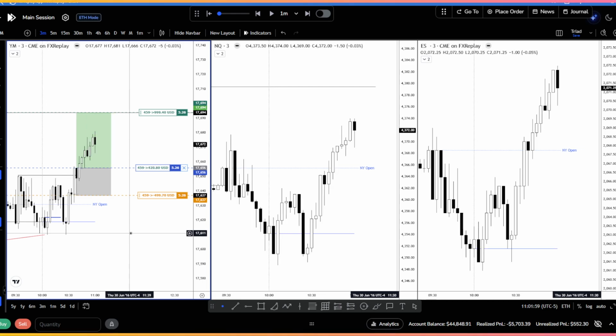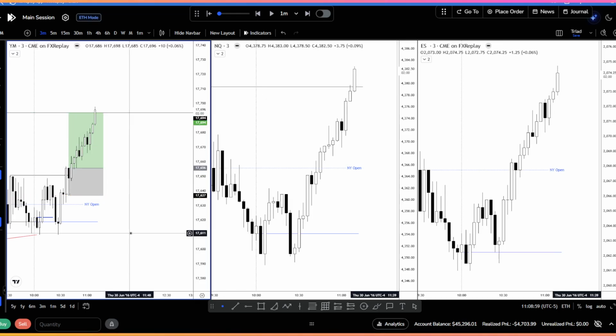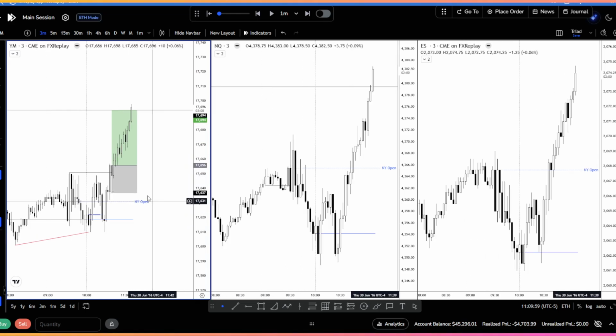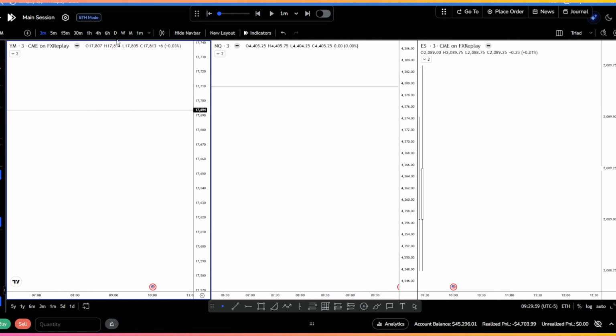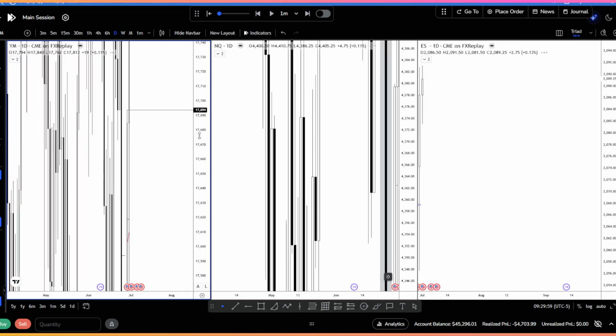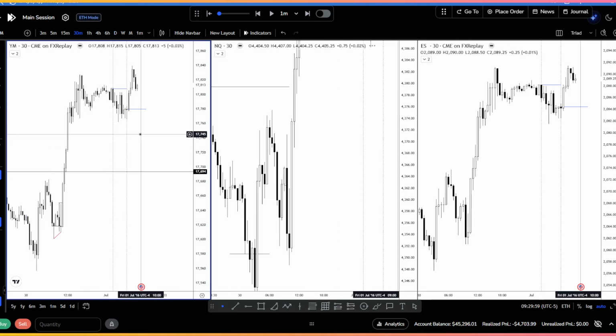It should work now, ideally. NQ takes that high, and YM also takes that high. Cool. Next day, please. So yeah, these kind of days, expansion days, oh, it expands heavily after that.